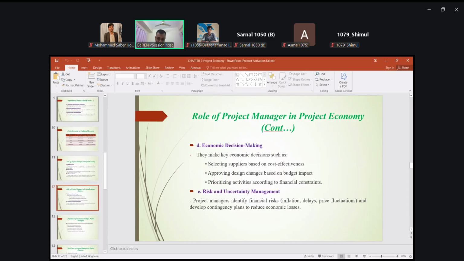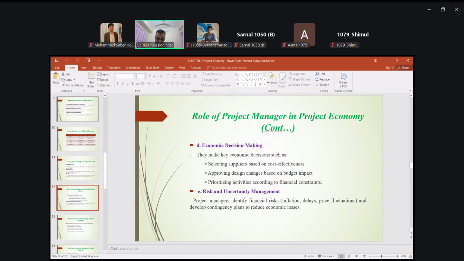Then we talked about the role of economic decision making. The project manager makes key economic decisions such as selecting suppliers based on cost effectiveness, approving design changes based on budget impacts, and prioritizing activities according to financial constraints. So these are the roles played by the project manager in terms of economic decision making.